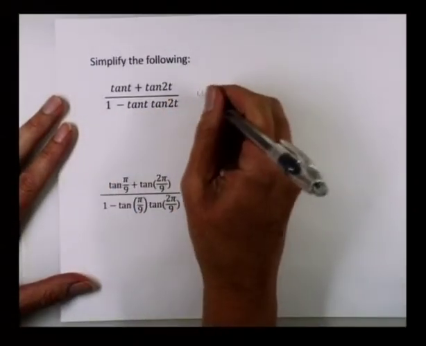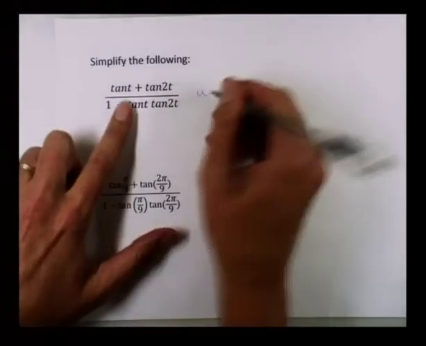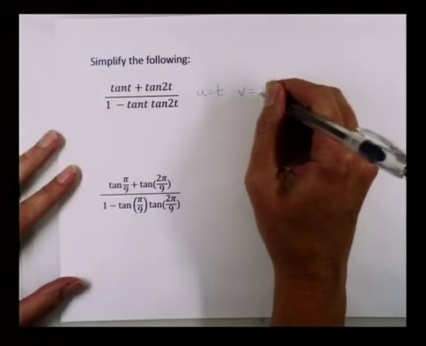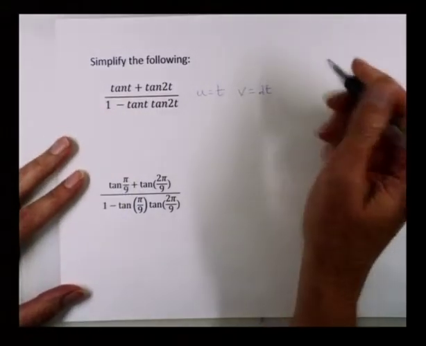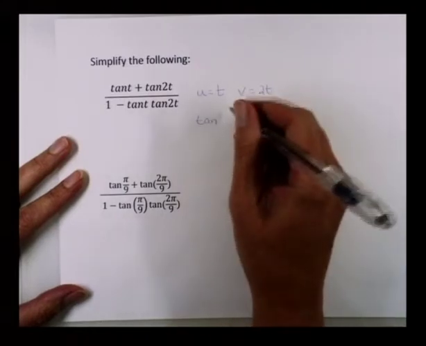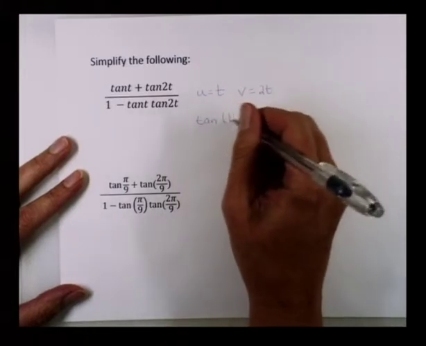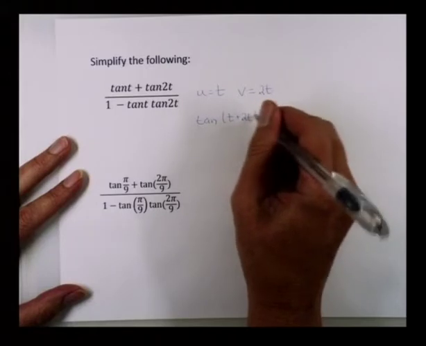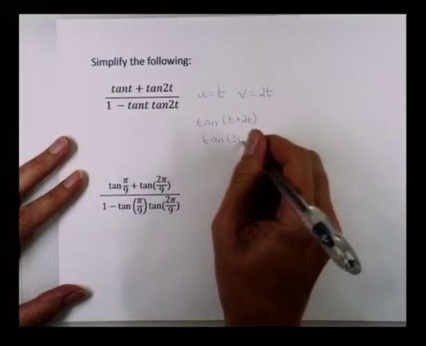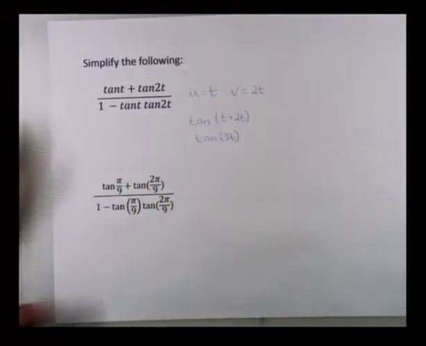So the u value in this case is going to be t, and my v value is going to be 2t. So this is going to reduce down to the tangent of u plus v, which is going to be t plus 2t, which just simplifies down to the tangent of 3t, and you're done. So some of them will be simple like this, some of them get a little more complicated, but we'll look at a few before you have to do these all on your own tonight.